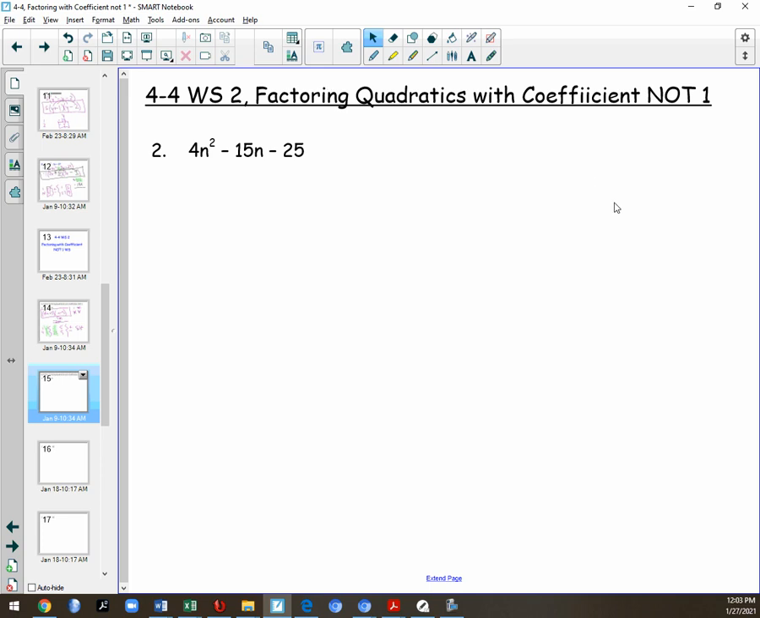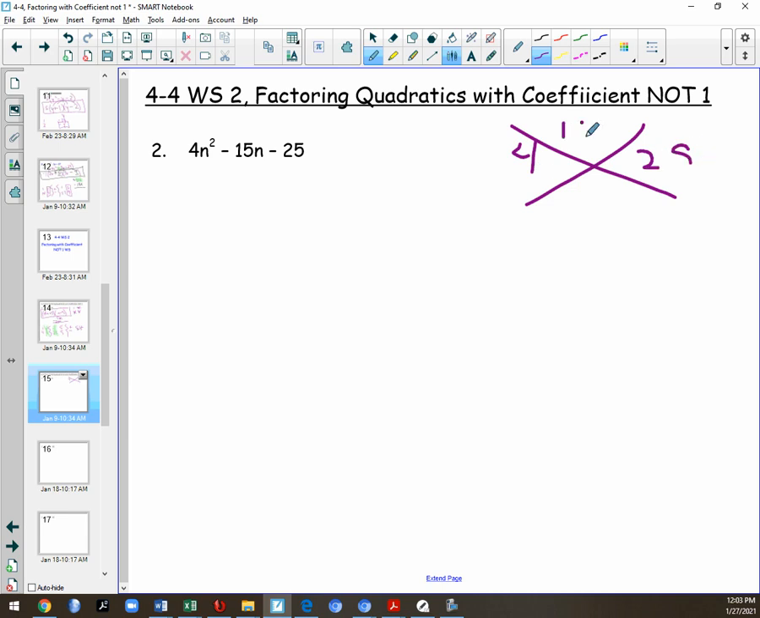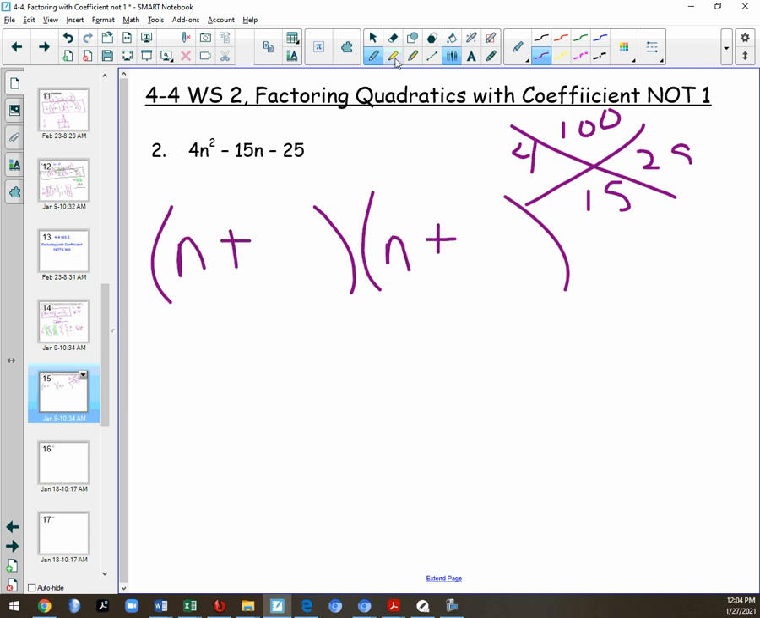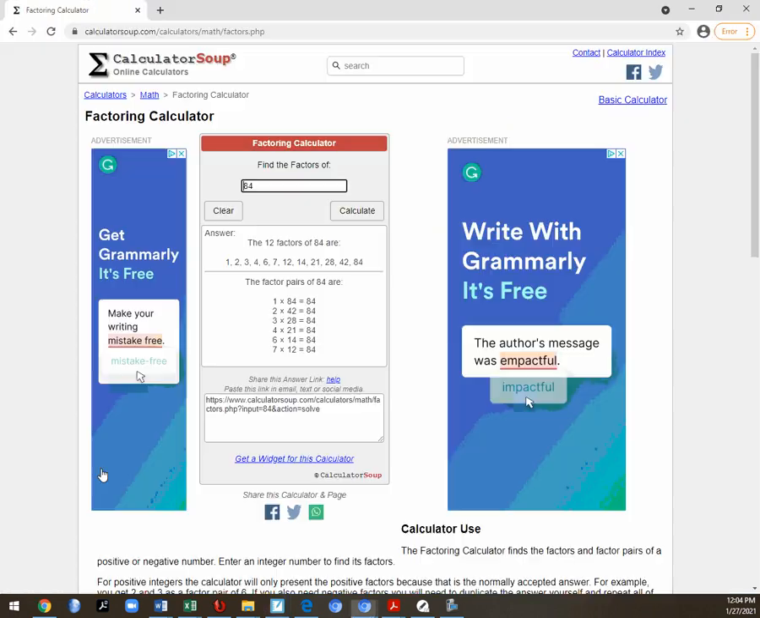We know there's no GCF, so I have a 4 and I have a 25. I need 100 and I need a 15. So I'm going to go ahead and put the n and the n, put the plus and the plus, but I need my brain to understand I'm actually subtracting, so I have to have a plus minus, and I'm subtracting. So I need to find all the factors of 100, 1 and 100. And actually, if you wanted to think about it, how am I going to get 15? So I'm going to come over here and show you the factor calculator.